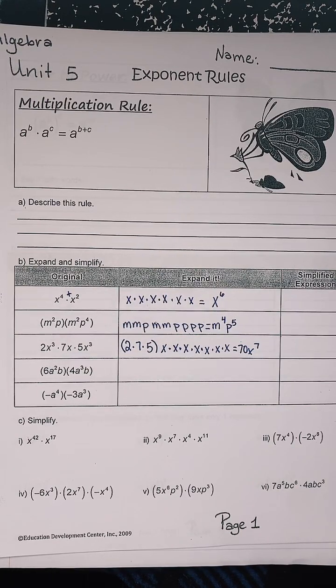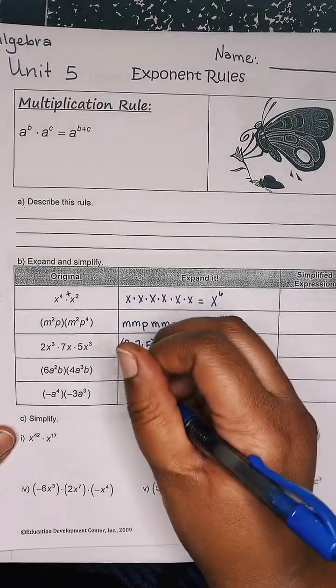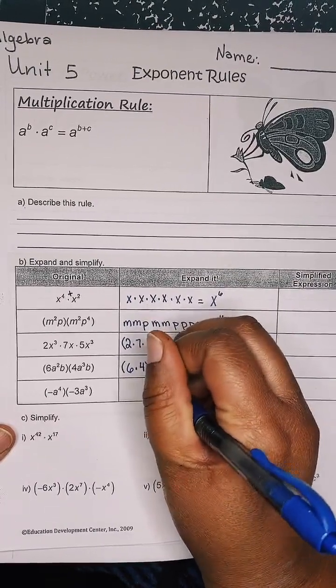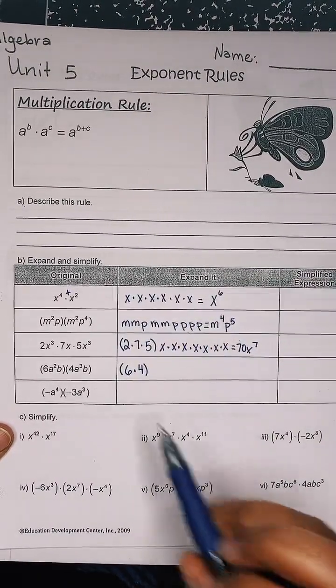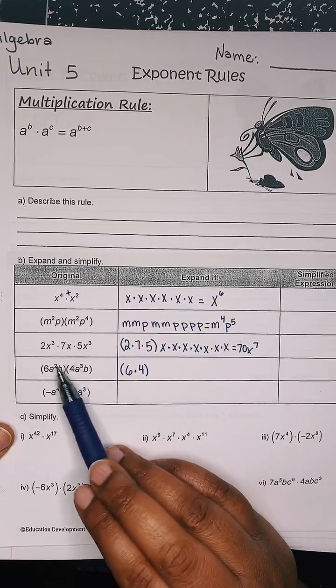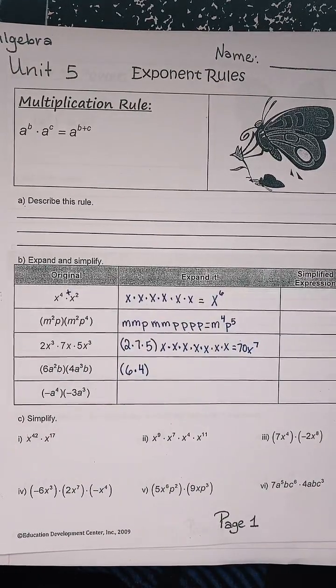Dad said 34, combine like terms. 24, multiply 4 times 6. Perfect. Yes, multiply those coefficients. So we're going to do 6 times 4. Wonderful. Now, what do we do with the exponents?